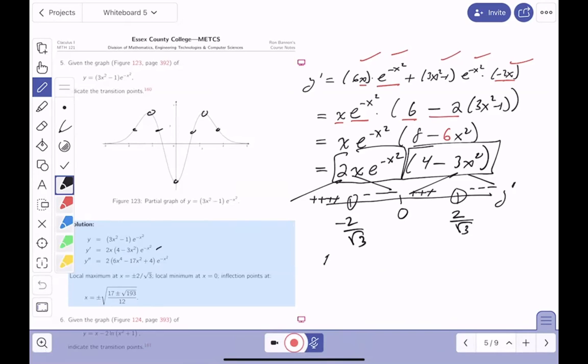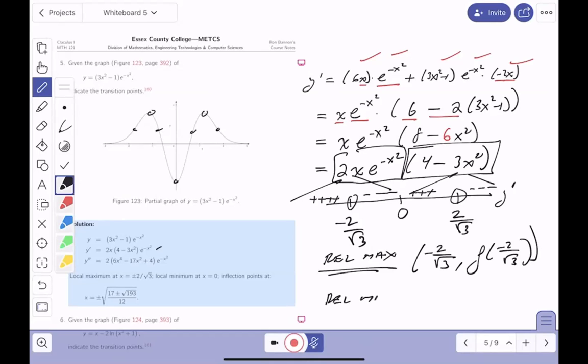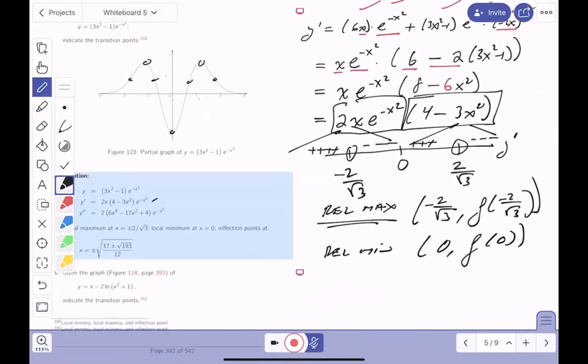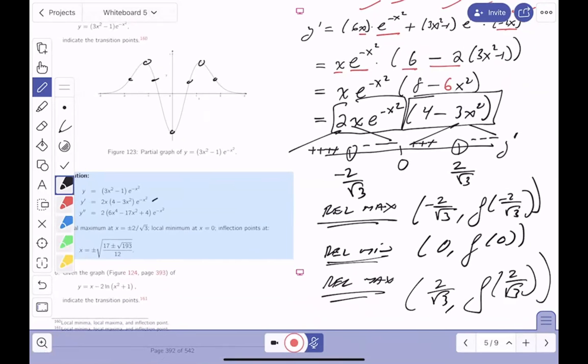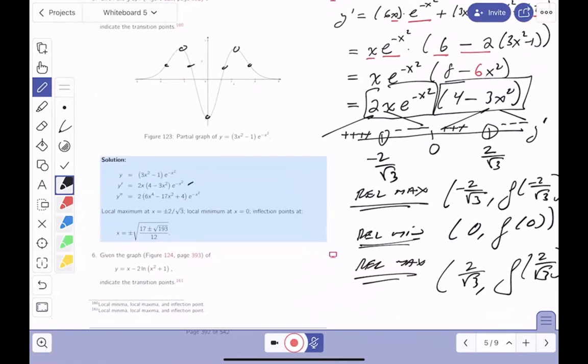I'm going to say relative max at the point minus 2 over root 3, f of minus 2 over root 3, and a relative min at 0, f of 0. That's not so bad. And another relative maximum at 2 over root 3, f of 2 over root 3. All right. So I'm just going to look at the key, and I see that a minimum at 0. I definitely see that.